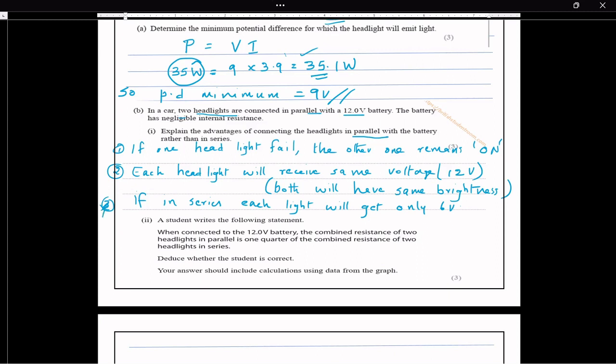So as number 3, we can write: the lights will have more brightness than connecting them in series. So: same brightness, more brightness, and even if one headlight fails, the other one remains on.